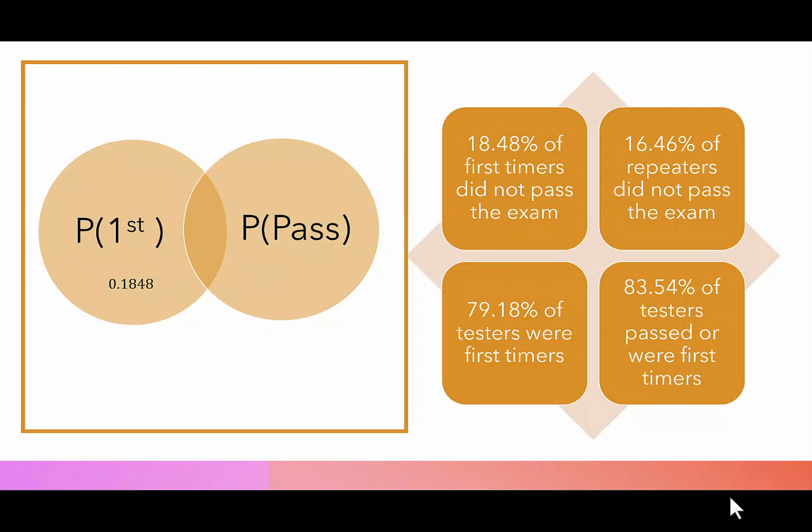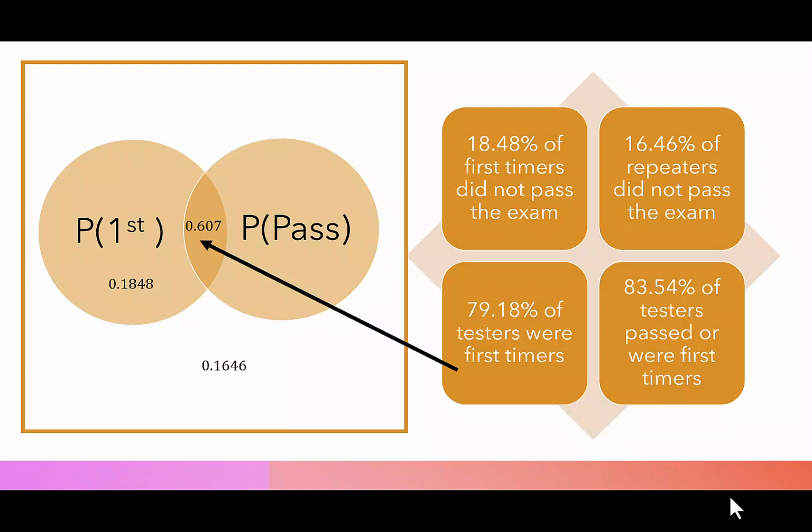Then we know 16.46% of repeaters did not pass the exam. So this 16.46% is not a part of first, it's not a part of pass, it is out here in this extra region. Then we have 79.18% of testers were first-timers. Well, when we look at our circle, we already have our 18.48% that we put in, so we're filling in this intersection of first and pass. It goes right here in the middle. We're going to get that by subtracting 0.7918 and 0.1848, which gives us 0.607.